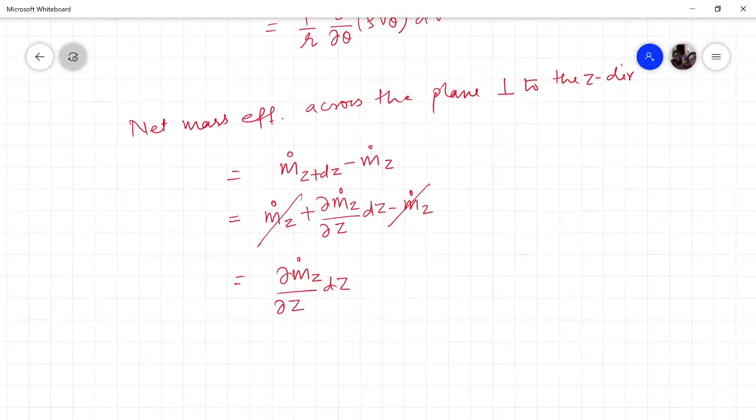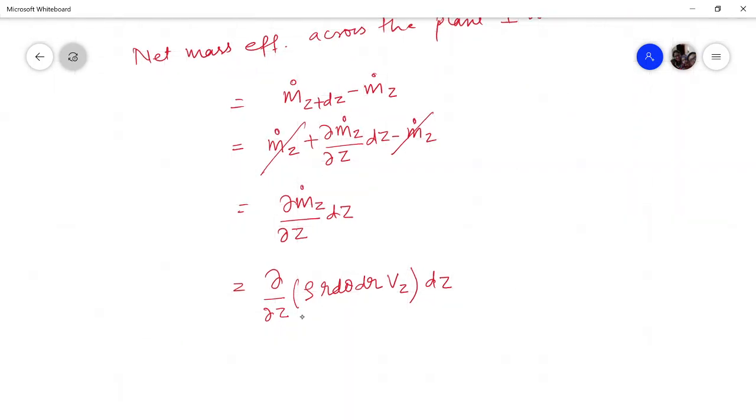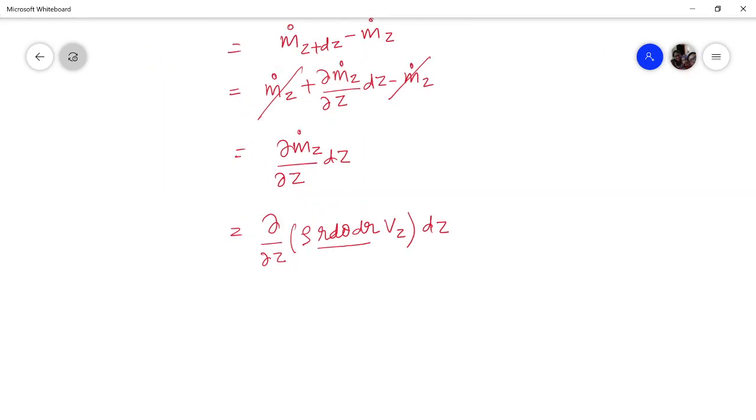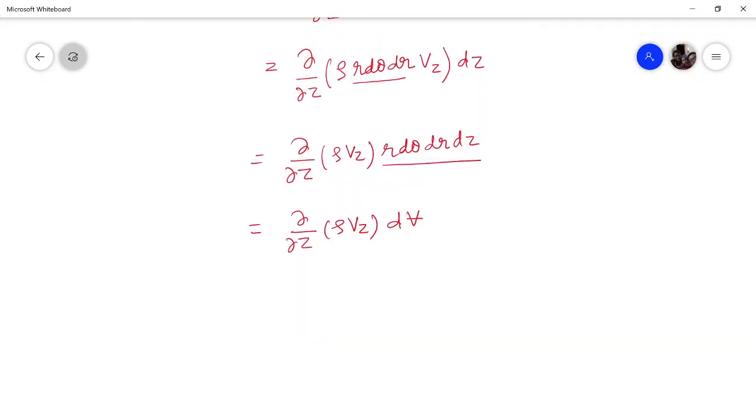Okay, now you can replace the value of m dot z. It is del by del z of rho and then the area, that is r d theta dr, and then vz dz. Now this is a partial derivative with respect to z, so this can be taken outside and you are left with del by del z of rho vz r d theta dr dz. This is what? This is the volume. Therefore, the net mass efflux from the control volume in the z direction will be del by del z of rho vz dv.